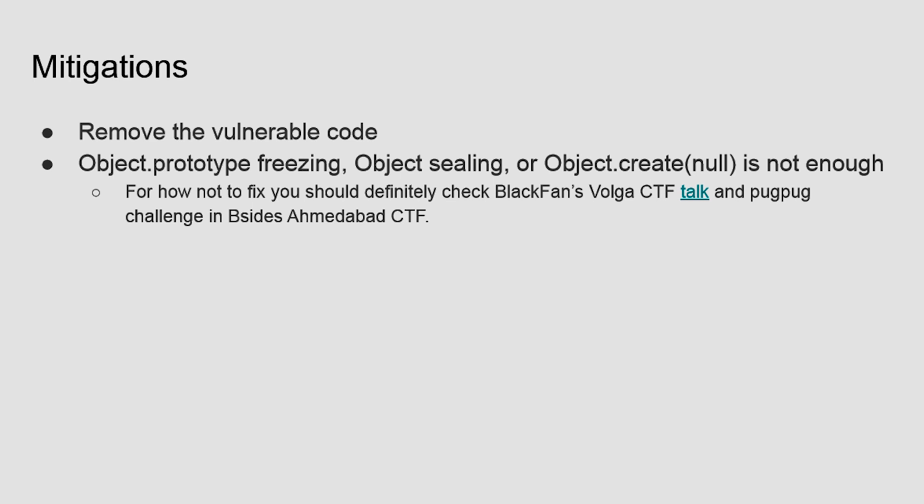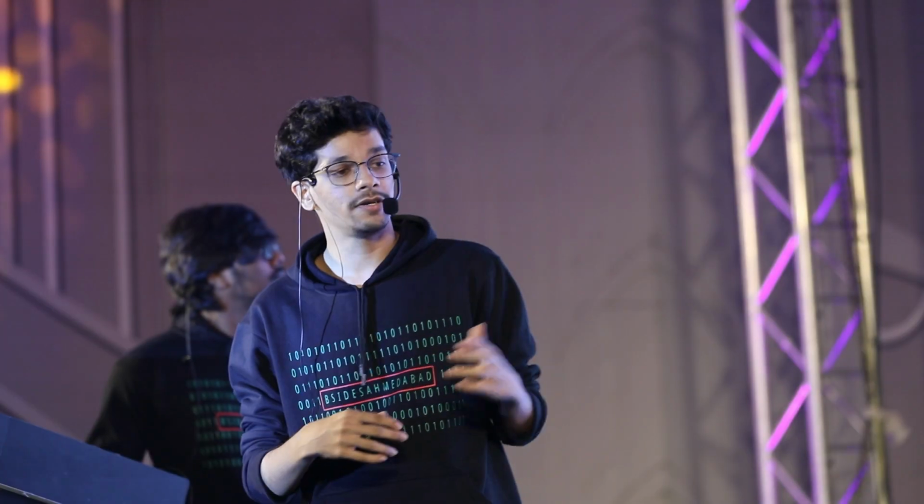If you want to go into the detail of finding a way around this, check out our teammate Blackfan's talk at Volga CTF, where he explained how you can bypass these mitigations as well. He went really deep into the mitigations part of it. But at the top of my mind, I can just say remove the vulnerable code, or otherwise you can maybe use Object.hasOwn on the property and check if the property you are accessing actually belongs to that object or not. It will return a Boolean value, and then you can confirm using it.